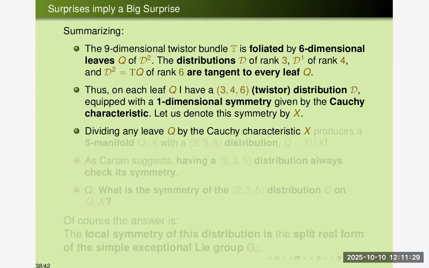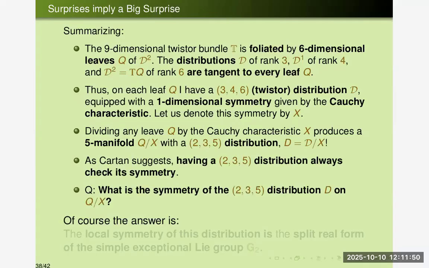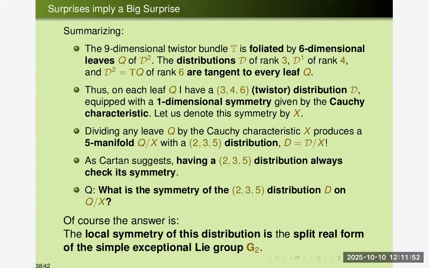So now I can divide Q, which is 6-dimensional, by the symmetry of the distribution. Then I will get a 5-dimensional manifold, and this will give a 3, 5 distribution on the quotient. And if I have a 5-dimensional manifold and a 3, 5 distribution, I check the symmetry, and the symmetry is G2. So this is how you associate G2 symmetry with 3-dimensional de Sitter space.